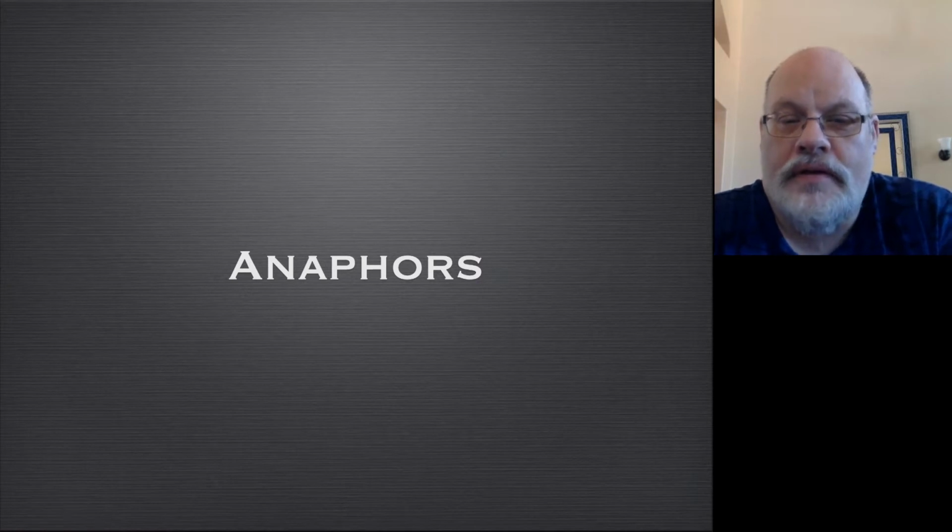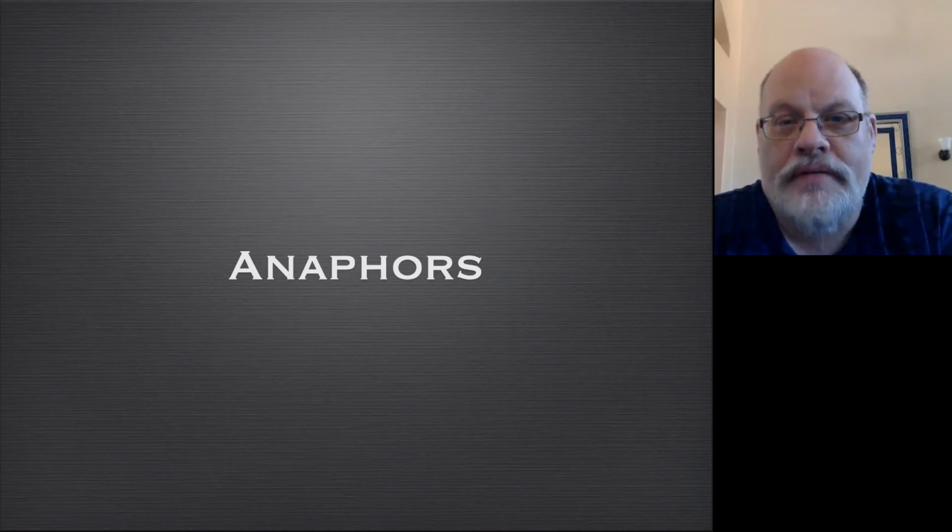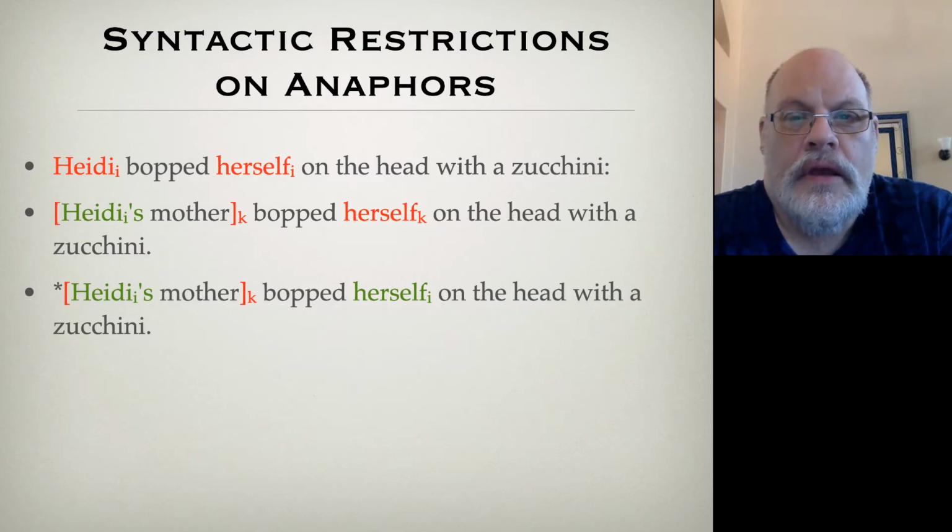Now, in this unit, we're going to talk about the distribution of anaphors. So where do they appear relative to other noun phrases? Recall that anaphors have the property that they must refer back to another noun phrase in the sentence. So, let us start by observing that there are particular syntactic restrictions on the position of anaphors.